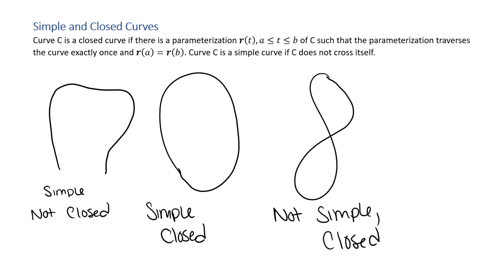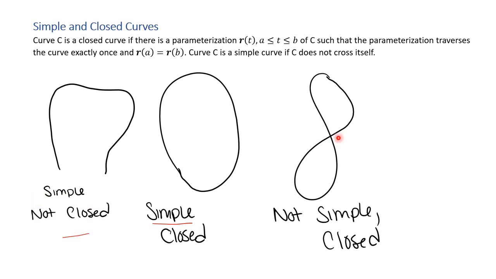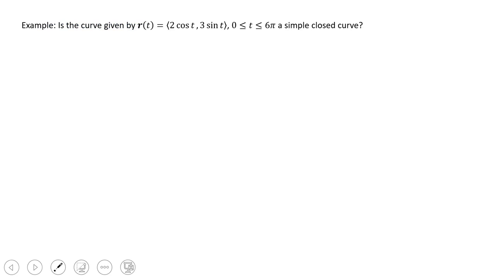All right, but first I have to give you some definitions. So I'm going to define the idea of a simple and closed curve. Basically a simple curve doesn't cross itself. So the two pictures on the left side are considered simple because they don't cross themselves at all, whereas the third one is not simple. And then a closed curve kind of means what it sounds like. It's closed, it's connected. So the one on the left is not closed, the other two are closed.